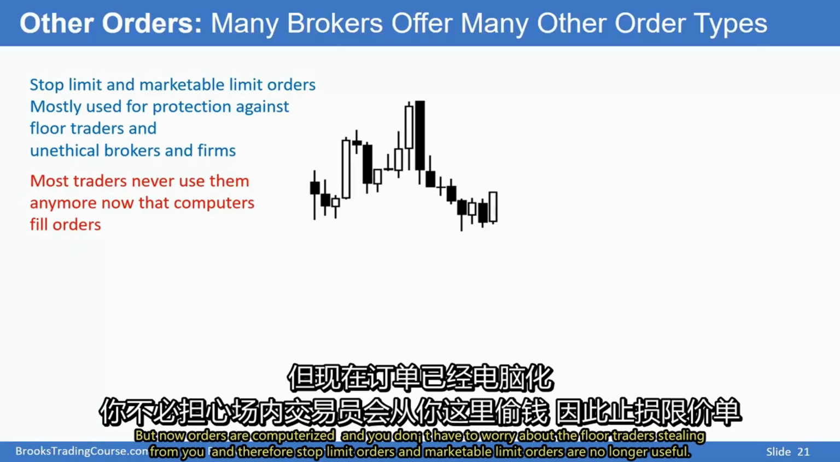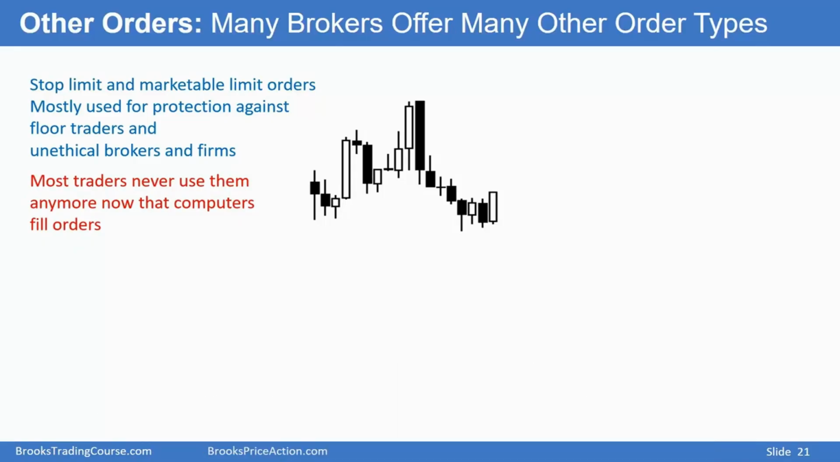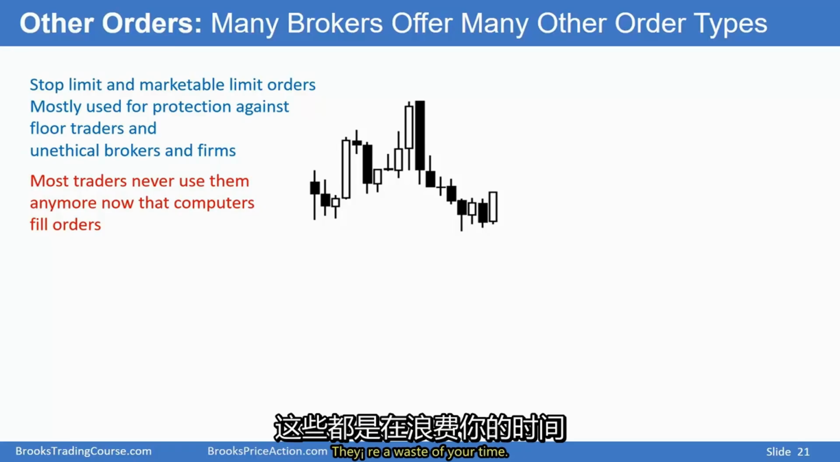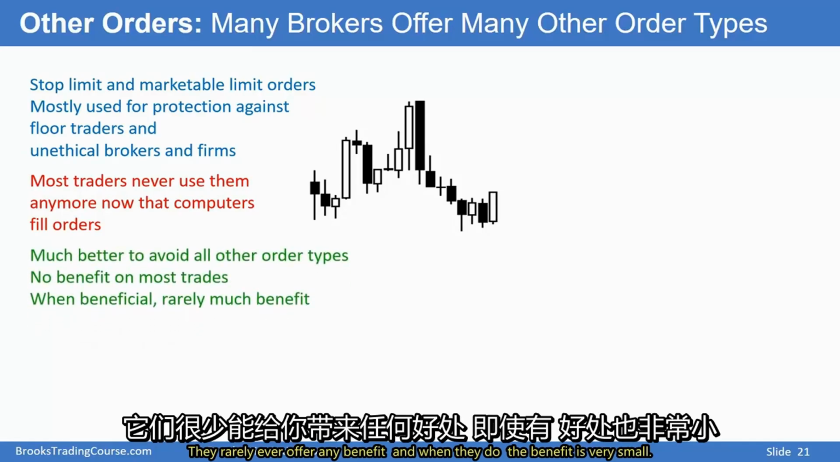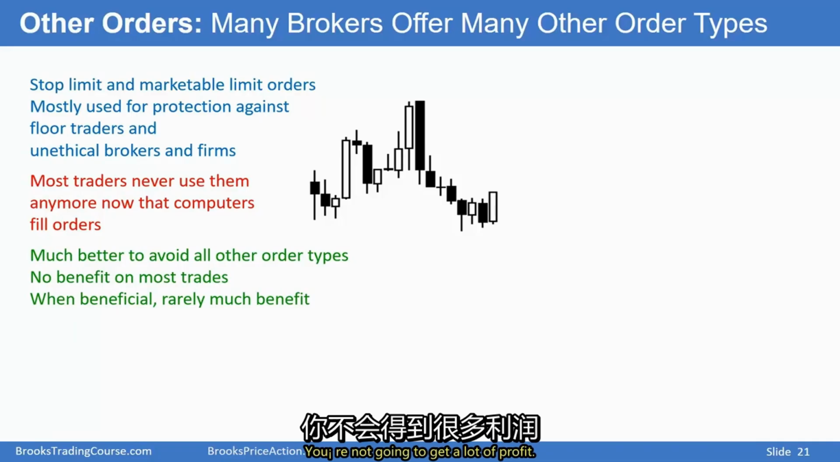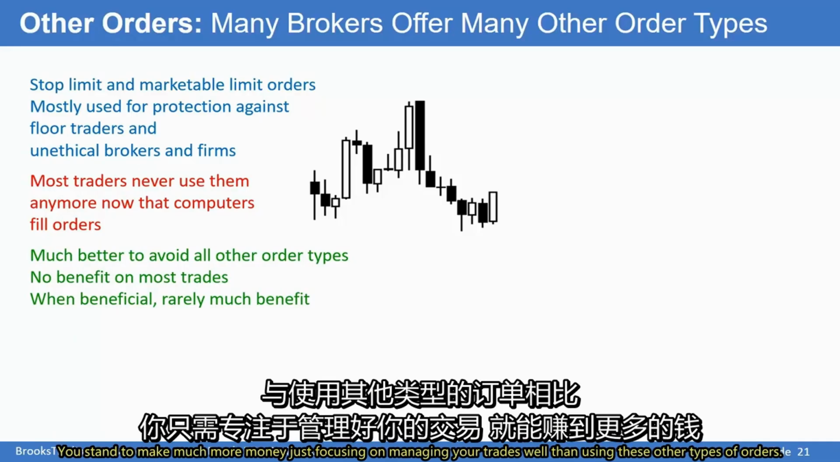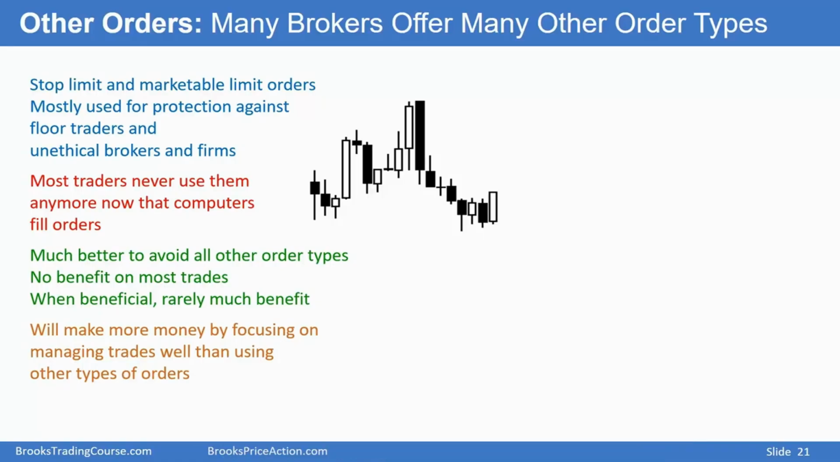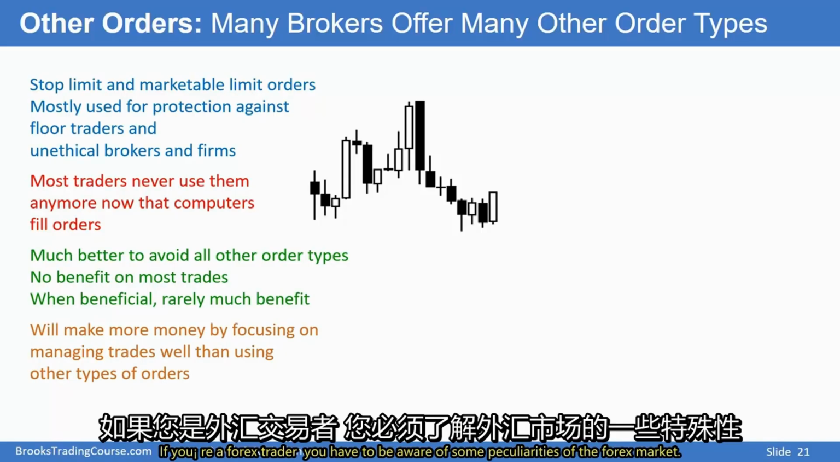But now orders are computerized, and you don't have to worry about the floor traders stealing from you, and therefore stop limit orders and marketable limit orders are no longer useful. Your broker may brag that he has a variety of special types of orders. They're a waste of your time. They rarely ever offer any benefit, and when they do, the benefit is very small. You stand to make much more money just focusing on managing your trades well than using these other types of orders. You should stick to the 4 types that I talked about in this video.